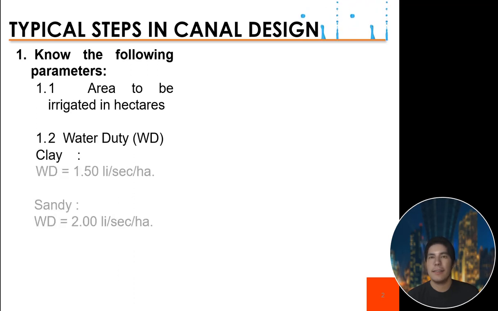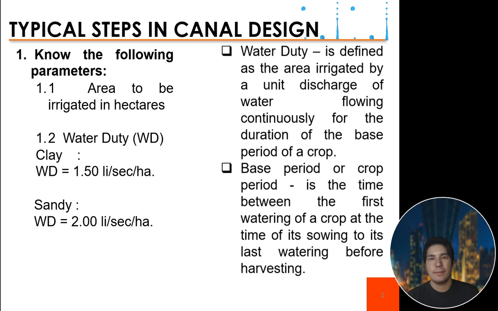So for clay, we have 1.5 liters per second per hectares, and for sandy soil, we have the water duty of 2 liters per second per hectares. So if we say water duty, this is defined as the area irrigated by a unit discharge of the water flowing continuously for the duration of the base period of the crop. So, and if we talk about base period or the crop period, it is the time between the first watering of a crop at the time of its sowing to its last watering before the harvesting.